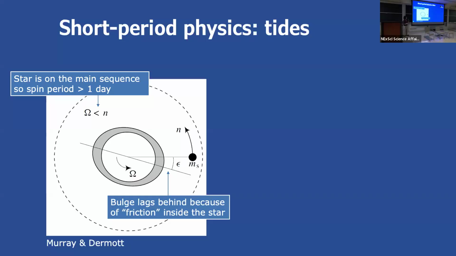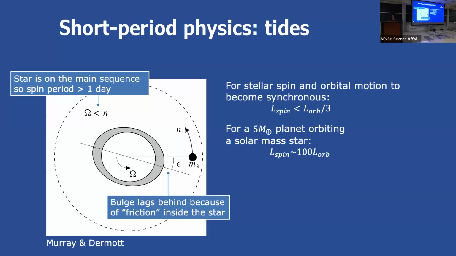So because of the friction, the bulge that's raised on the star lags behind the planet and pulls on the planet, which drags on the planet's orbit. So there's going to be an angular momentum transfer from the planet's orbit to the spin of the star. But remember, the star is much, much, much more massive than the planet. So the star basically acts as an angular momentum bath. So the planet will just continue to spiral in until it reaches a tidal destruction zone, or the Roche-Lobe radius, and be destroyed instead of reaching a synchronous state.